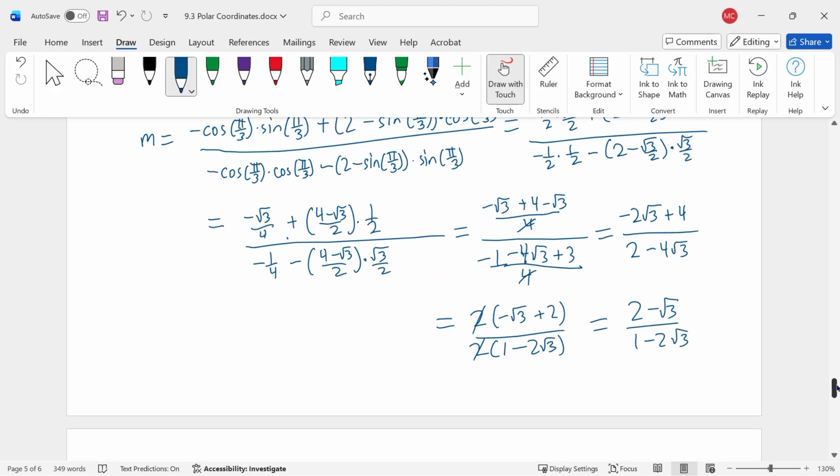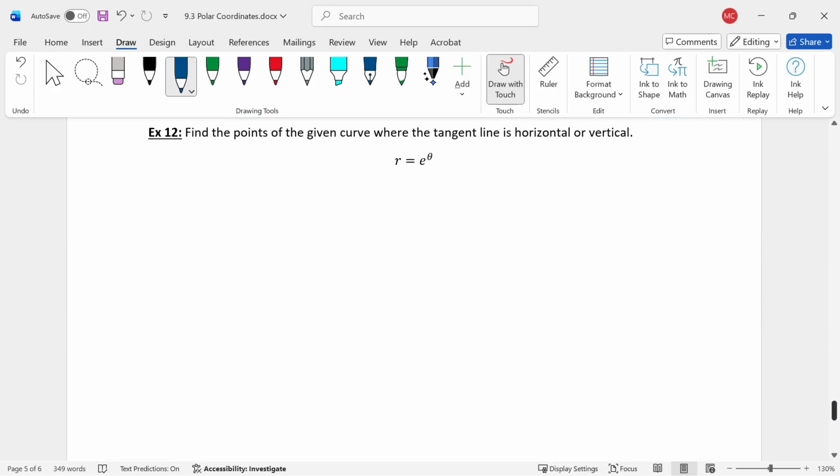We're almost done here. I know this is quite a bit of a long one. Find the points of the given curve where the tangent line is horizontal or vertical. Okay, so when is the tangent line horizontal? Well, that's when the y values aren't changing. So it's horizontal when dy/dx is 0.